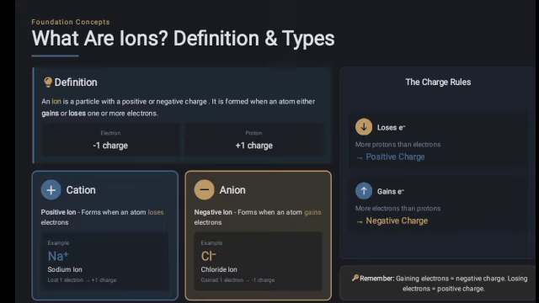Losing an electron means more protons than electrons, and the atom will have a positive charge. When you are gaining an electron, your atom has more electrons than protons, so the negative charge will be there. Gaining an electron equals negative charge, and losing an electron equals positive charge.